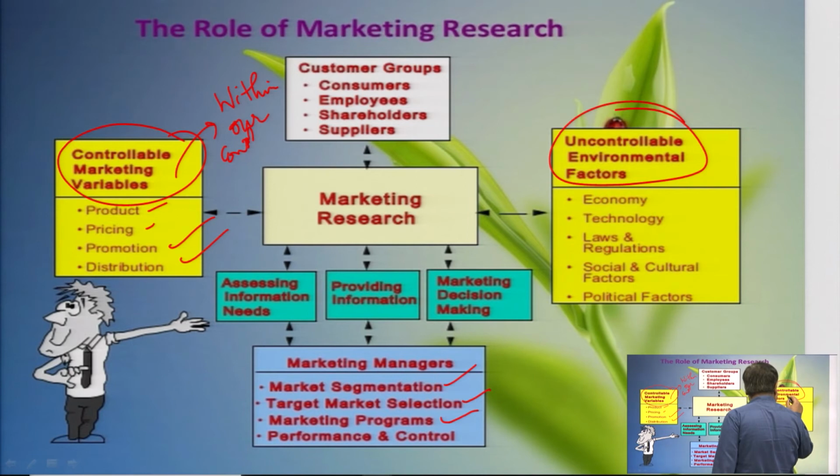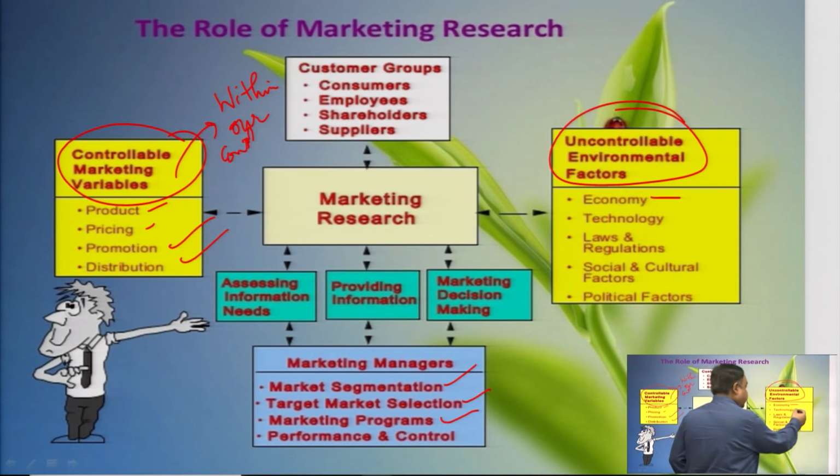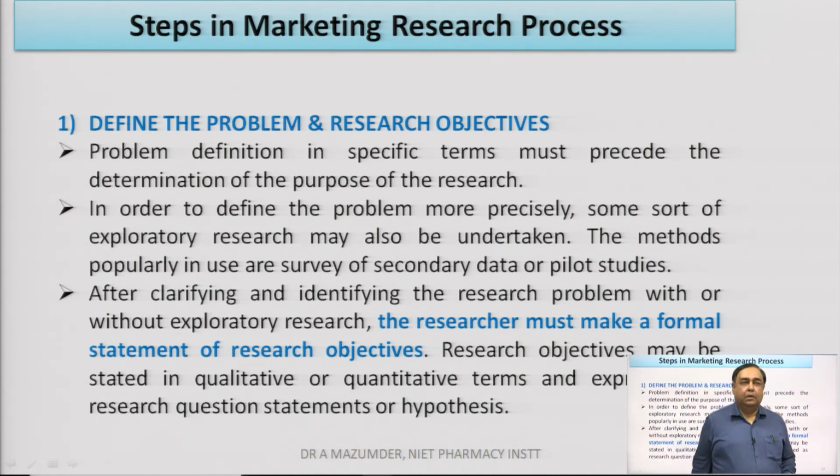On the other hand, the uncontrollable factor: economy, you do not have any role to play. Next is technology, advancement of technology, that also you do not have any role to play. Laws, social factors and political factors, these are the factors where hardly a marketing company has any role to establish. Now, let us come to the main important area, which we call the steps of market research.